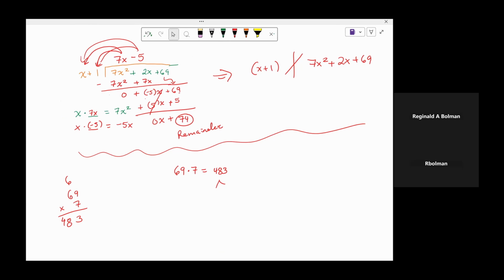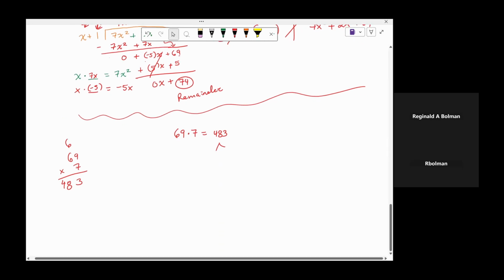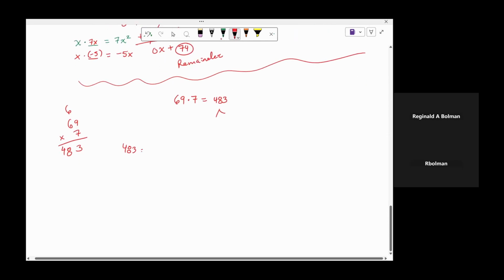I'm going to go ahead and say at this moment in time, what the factors of 483 are. And the computer says that for 483, the factors are 3, 7, 21, 23, 69, 161, and 483, which makes sense.